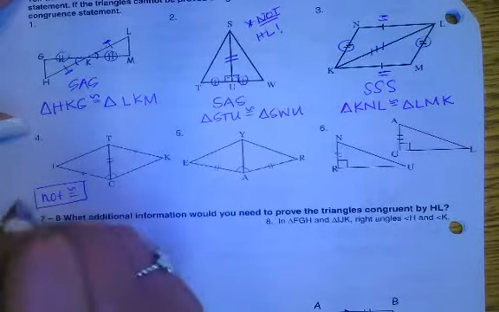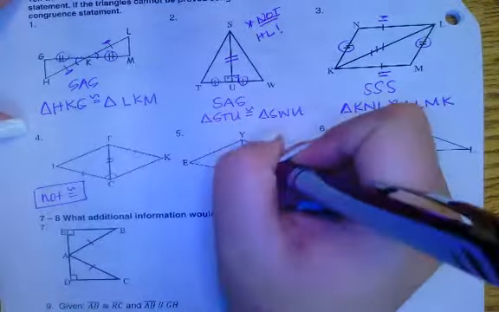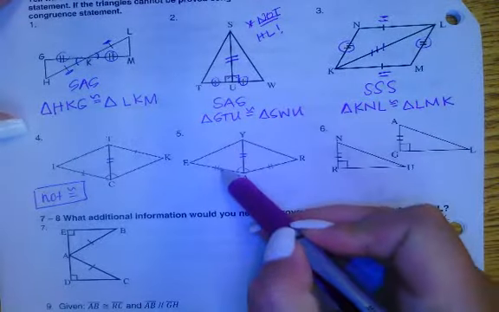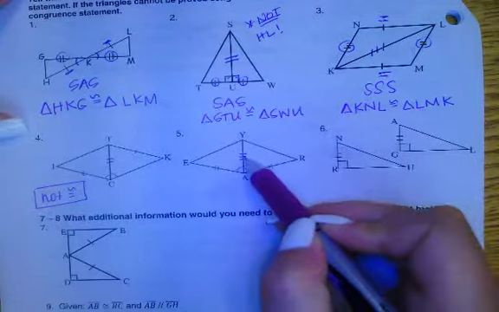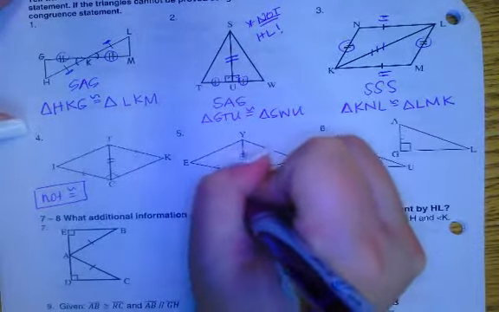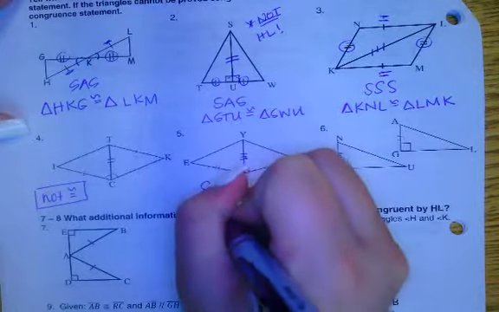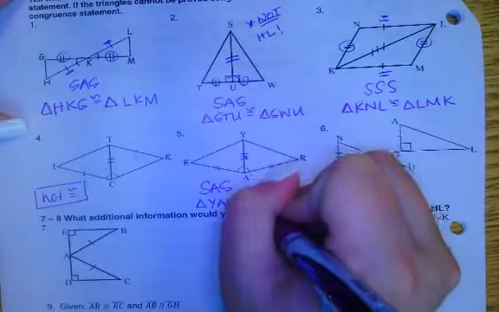Okay, whereas in number 5, you have side, angle, side, and you also have side, angle, side. So in this one, you can say side, angle, side, and you could say triangle YAE is congruent to triangle YAR.